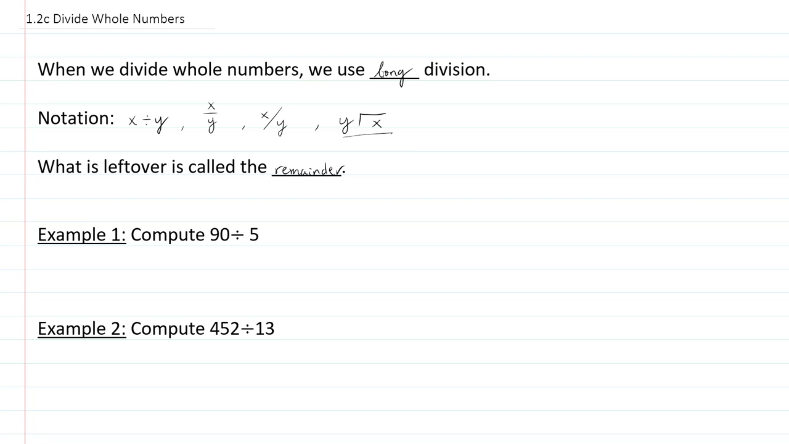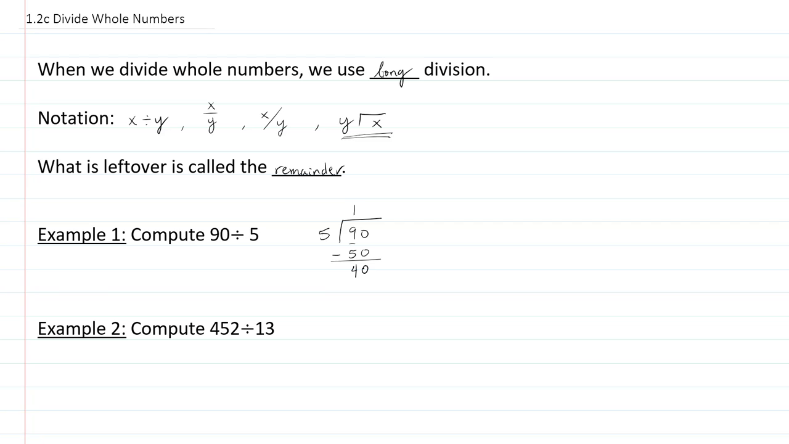So let's go through a couple examples. Example 1. Compute 90 divided by 5. Let's write it in the long division notation. 5 goes out front because it's doing the dividing, and 90 on the inside. We close it. We look at the largest digit first. How many times does our number go into this first number? Well, it goes in once, right? 5 goes into 9 once. And we subtract 5 from the first digit. We'll put a 0 as a placeholder. And what's left is 40.